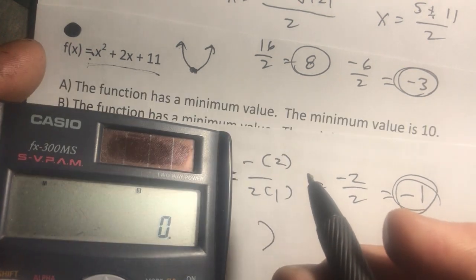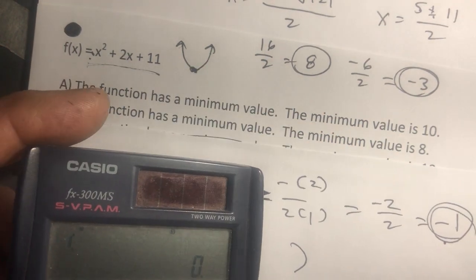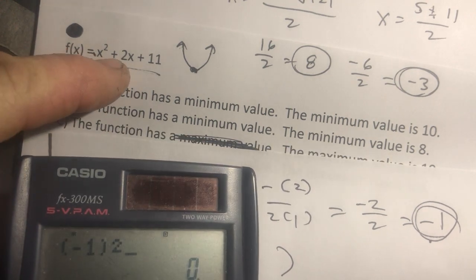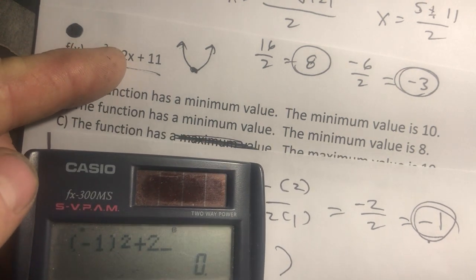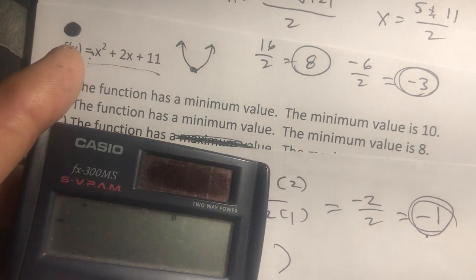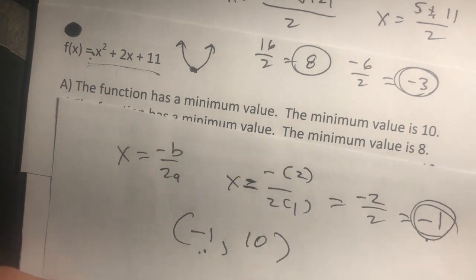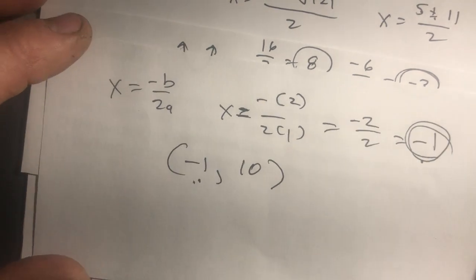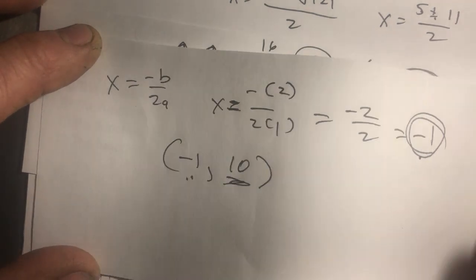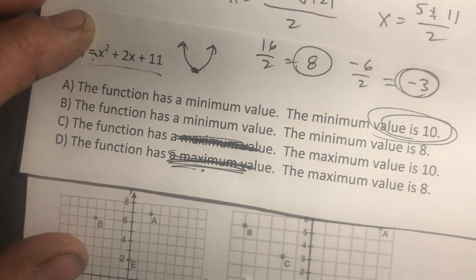So I'm bringing my calculator in here. I'm going to put negative 1 in there. So I've got in parentheses, negative 1, parentheses, squared, plus 2, and in parentheses I've got a negative 1 again, and then plus 11. I got 10. So there's my vertex right there: negative 1, 10, which means 10 is my minimum value. So the answer is A.